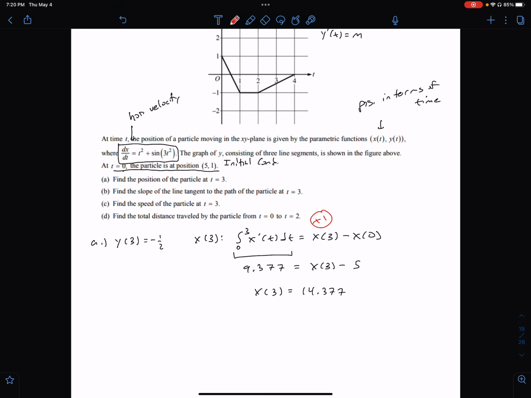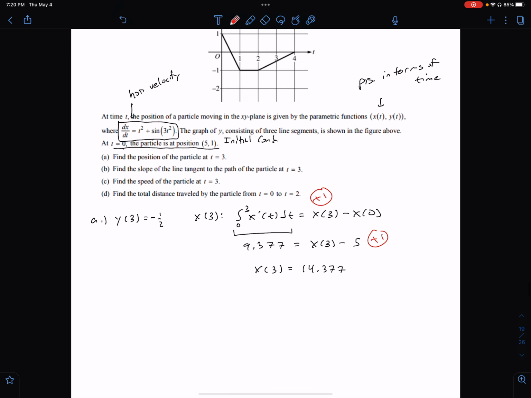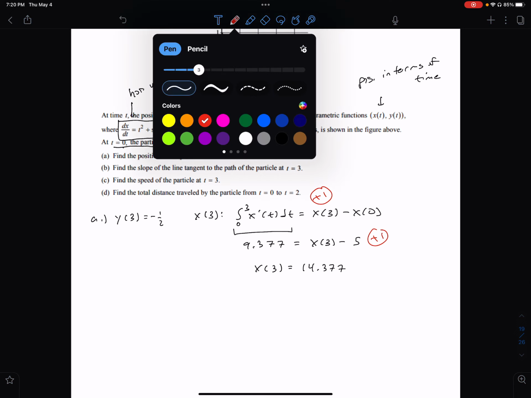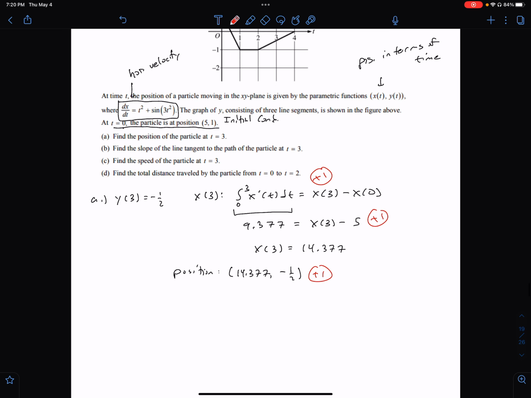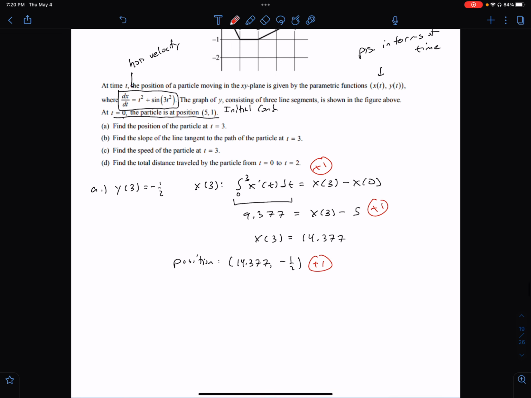So let's talk about points. Just using the initial condition, plus 1. And then the final answer, you're going to write your answer as a point. So the position is going to be the following. We found x to be 14.377. And the y we said was -1/2. And you get 1 point for writing it as a point. An easy 3 points. I know I don't have to calculate it, but we've been practicing that all year long, so that should be pretty good for us.